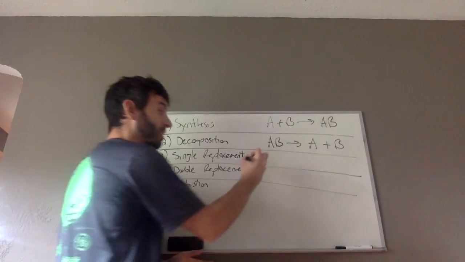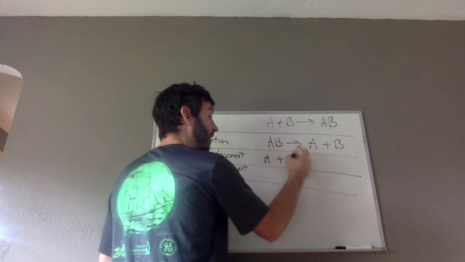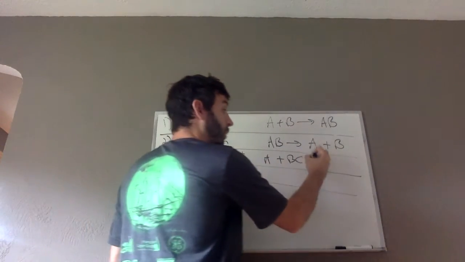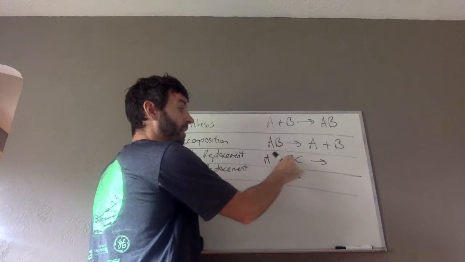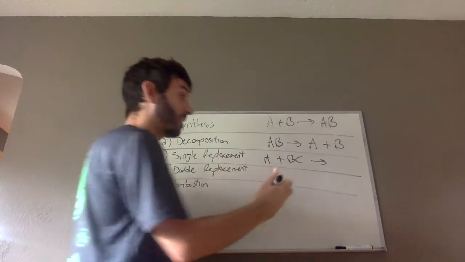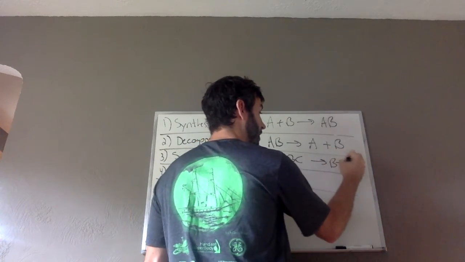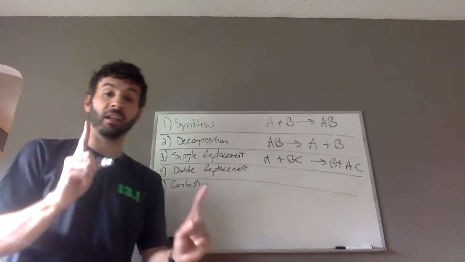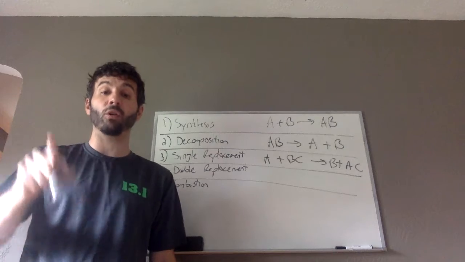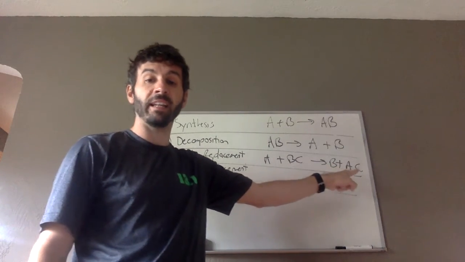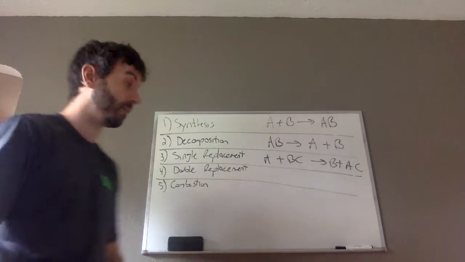Okay, single replacement is where you have generally an element reacting with a compound, and what happens is the element replaces one of the other elements in the compound. So I'm going to switch A and B. So A and B switch places. That's why it's called a single replacement reaction. So B becomes an element, and then A and C are now a new compound.